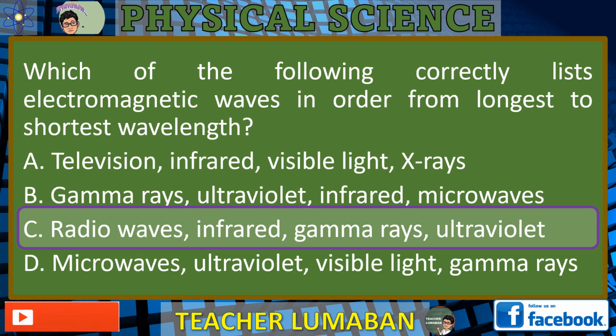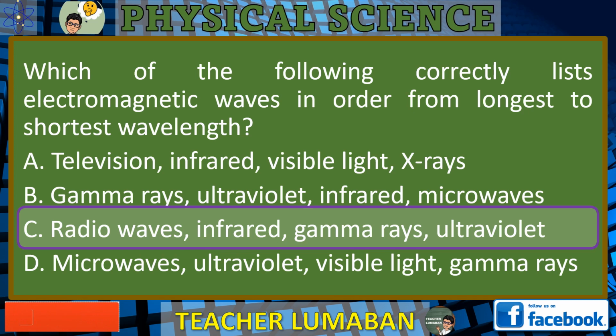Ang mga infrared wave ay may mas maikling wavelength at mas mataas ang frequency kaysa sa mga radio wave. Ang mga gamma ray ay may pinakamaikling wavelength at may pinakamataas na frequency sa mga opsyon. Ang mga ultraviolet wave ay may wavelength na mas maikli kaysa sa infrared ngunit mas mahaba kaysa sa gamma ray.